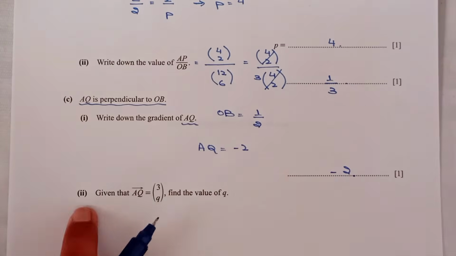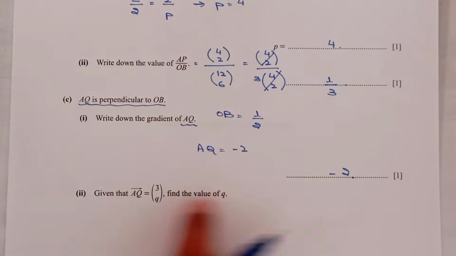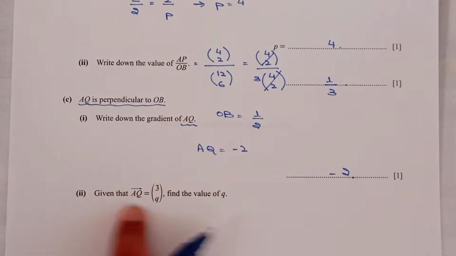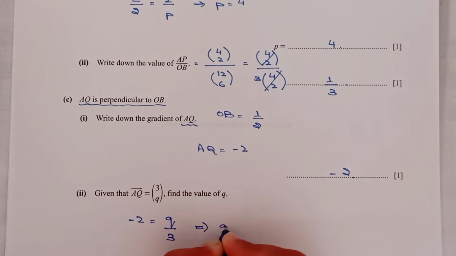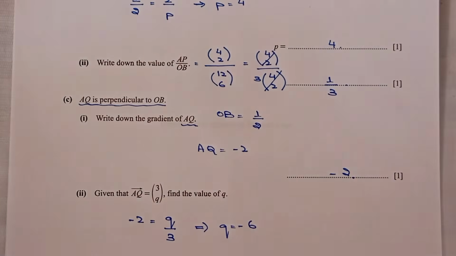Now for the second part, given that AQ is (3, q), find the value of q. By using the concept of slope, the slope of AQ is negative 2 and this would be equal to change in y over change in x. So q, from here the q value would be equal to negative 6. 2 times 3 would be 6. So that's negative 6.